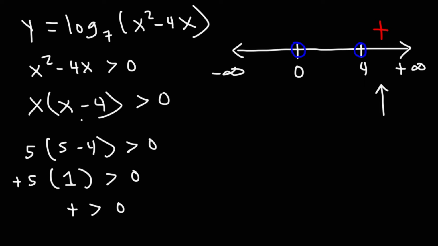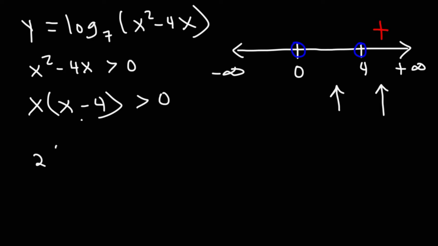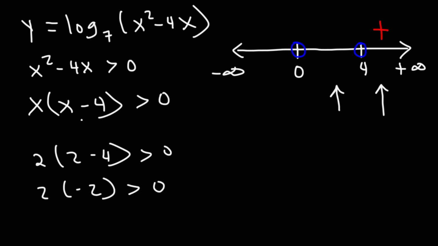Now, let's plug in a number between 0 and 4. Let's say 2. So this number is positive. 2 minus 4 is negative. A positive times a negative number will give us a negative value, which will not be greater than 0. If you want to get the exact number, this is 2, this is negative 2. So this is going to be negative 4. If we get any negative number, it's not going to be greater than 0.